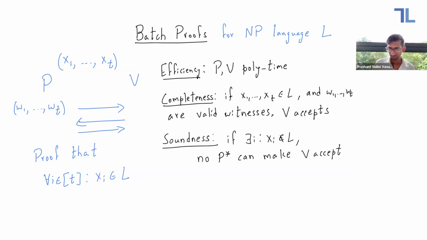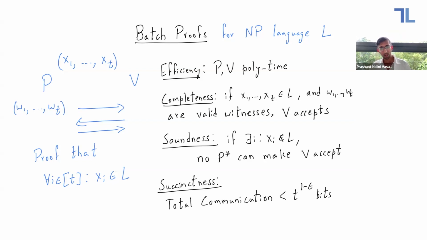On the other hand, soundness says that if even one instance is not in the language, then no prover, not even an inefficient prover, can make the verifier accept. No prover strategy, even if it is inefficient, can make the verifier accept. Notice that completeness and soundness as defined here are not exhaustive. For example, if all of x_1 to x_t are yes instances, but the witnesses the prover has are not valid, then these properties say nothing about what the behavior of the protocol needs to be, and we'll just ignore those possibilities. All I care about are these two properties of completeness and soundness.